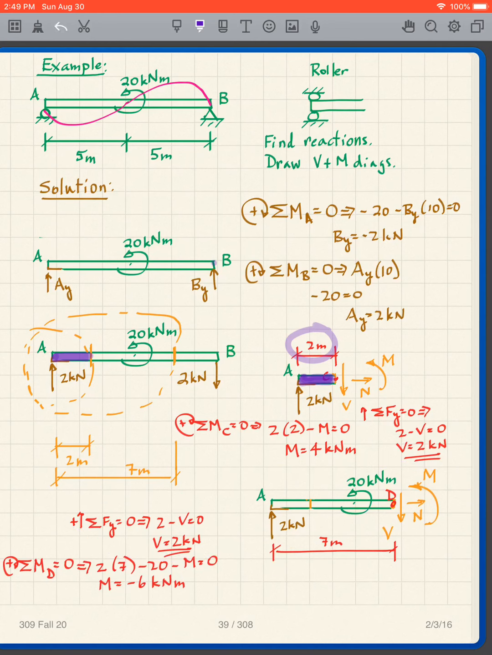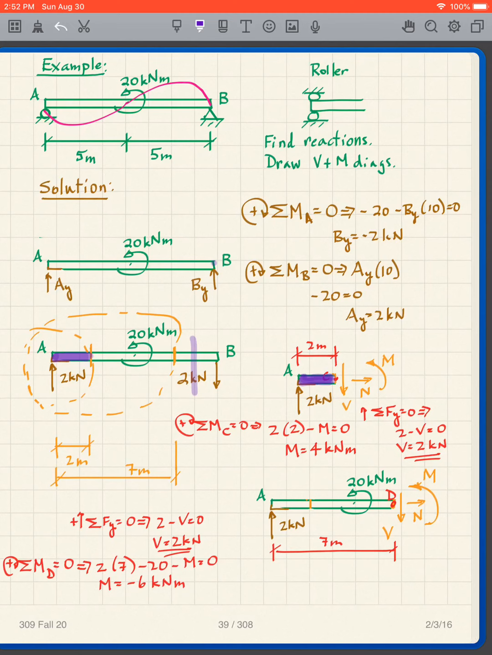If I made a cut at 4 meters, I would get 2 times 4, I'd get m equals 8. And then once I go past, if I go over here, so if I make a cut at 6, this would be 2 times 6 minus 20. So that would be negative 8. And if it were at 9 meters, for instance, this would be 2 times 9 minus 20, which would be negative 2.